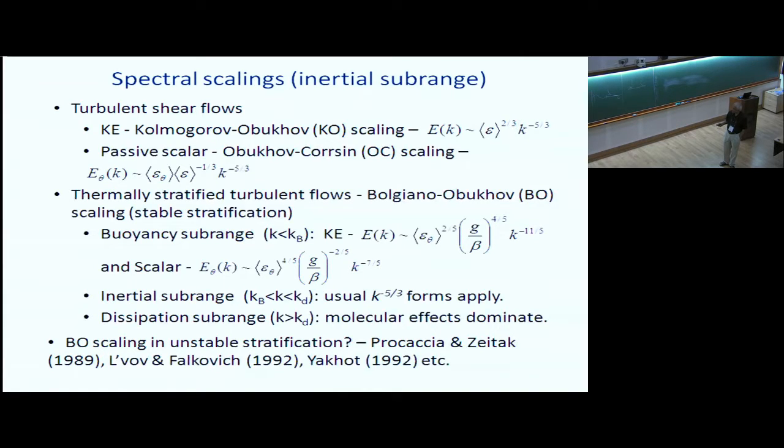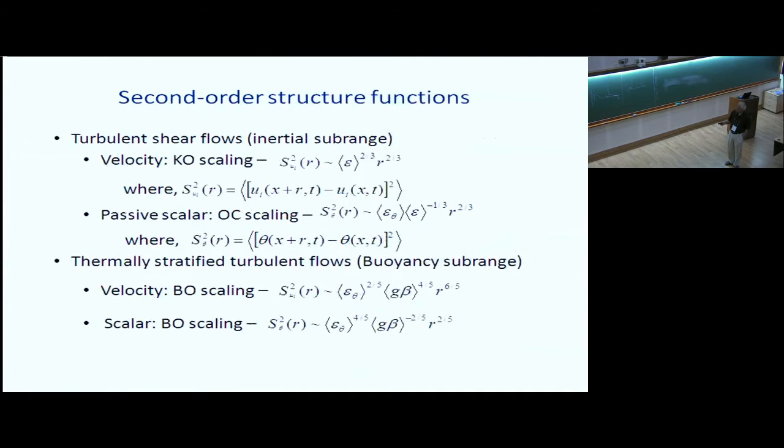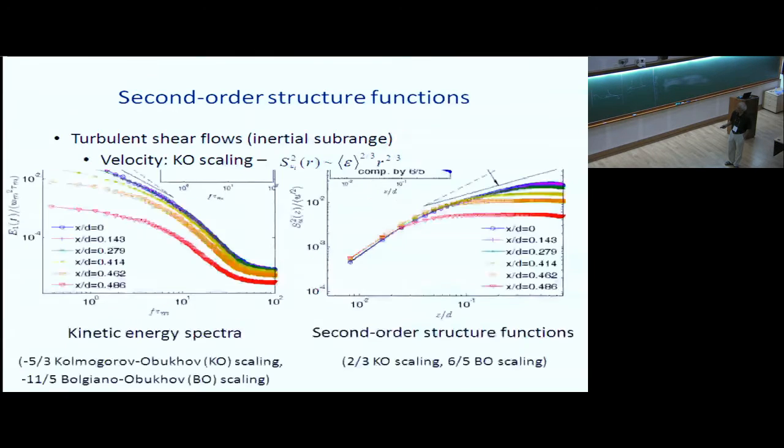Whether this holds for unstably stratified flows is an open question. And there you get k to the power of -11/5, and for the scalar it would be k to the power of -7/5. And similarly, one can derive these relations for the second order structure functions.